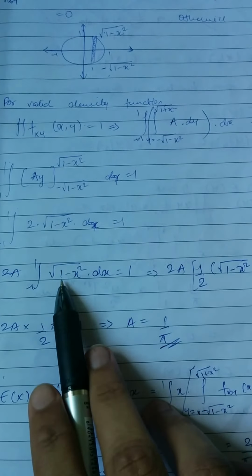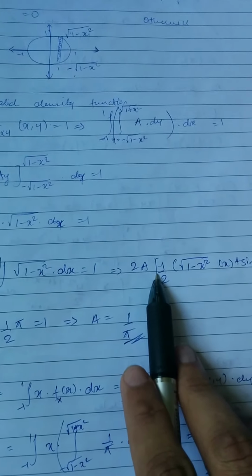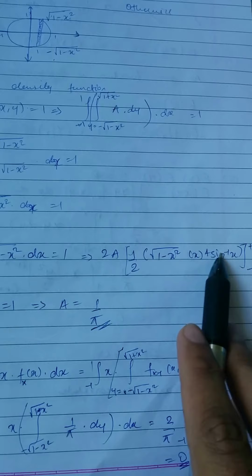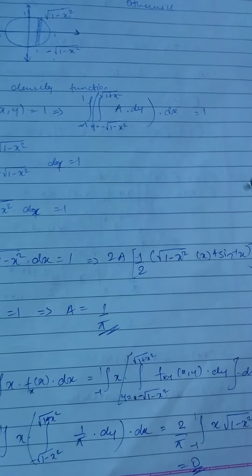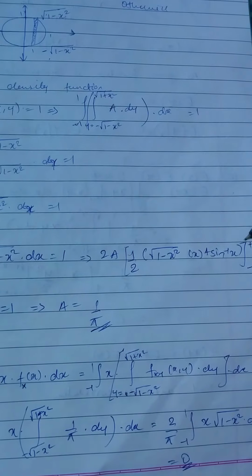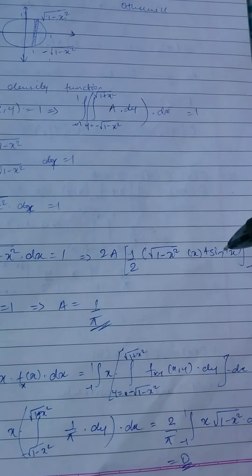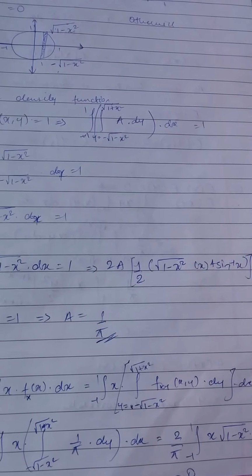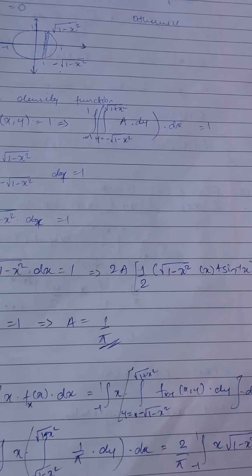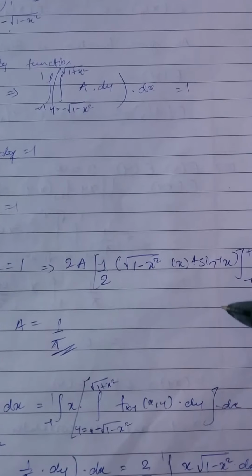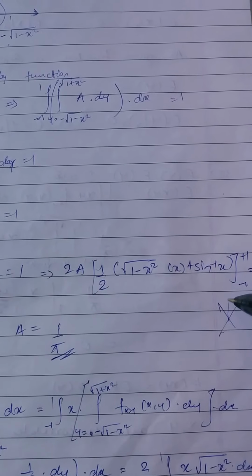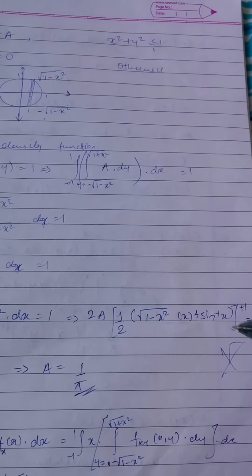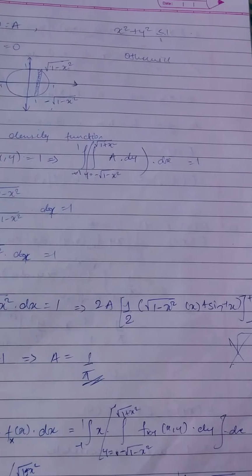So on integrating the square root of 1 minus x square, we get half of the square root of 1 minus x square into x plus sine inverse of x between 1 to -1. Now when we put the values of 1 and -1, sine inverse of 1 and sine inverse of -1, I'll draw the sine graph, so it will be something like this.